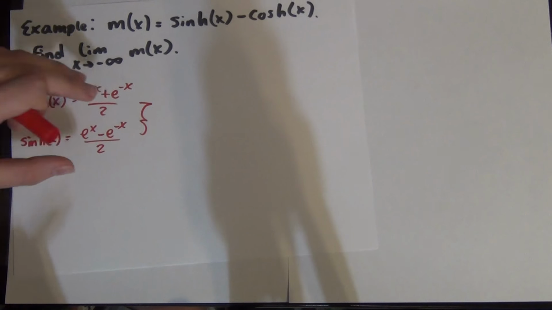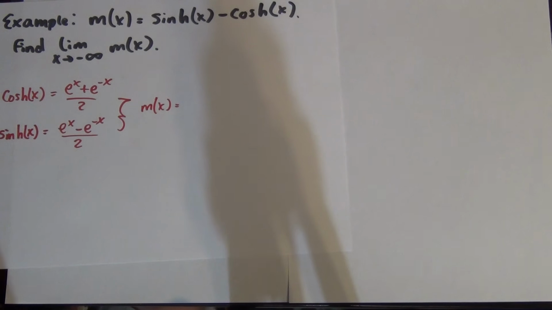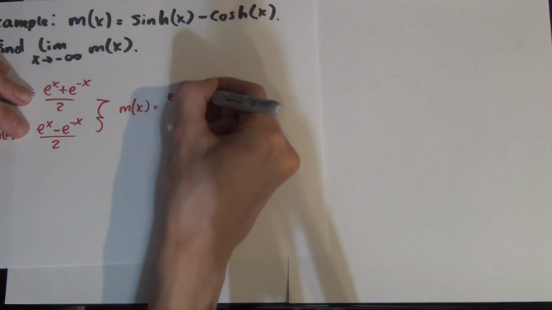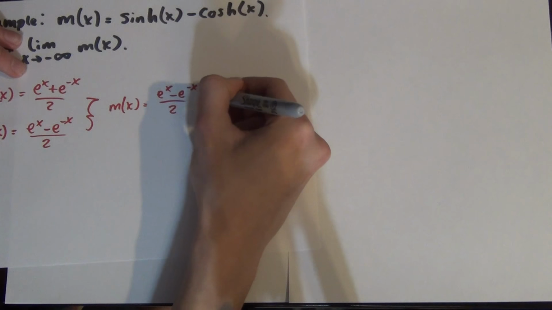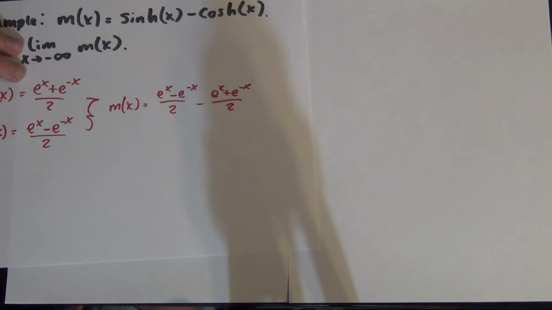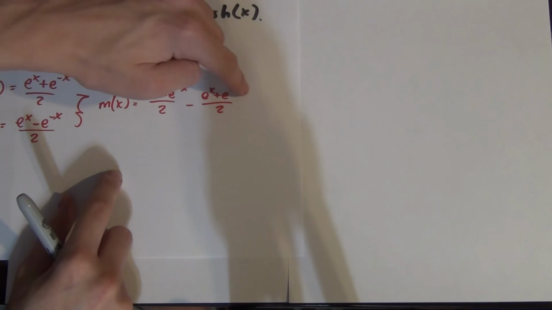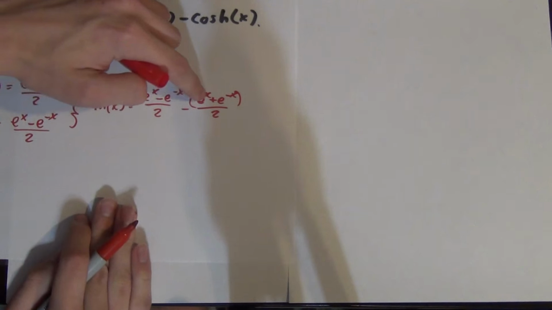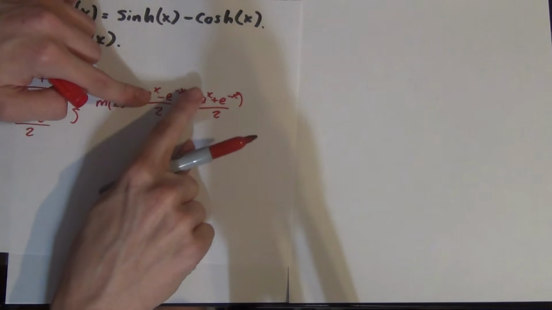So given these definitions, I know that my function m of x is equal to sinh, which we stated as e to the x minus e to the negative x over 2, minus cosh, which is e to the x plus e to the negative x divided by 2. If you take a look at this negative sign, it would distribute to both terms, and that would allow me to cancel out the e to the x. So I have e to the x minus e to the x. These terms would go away.